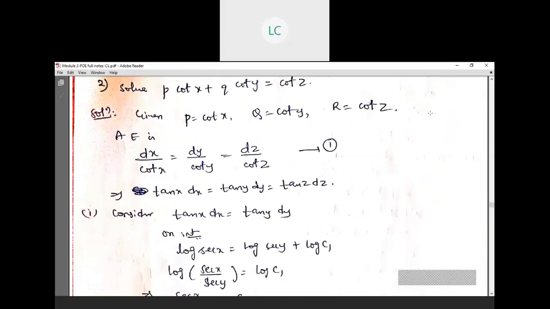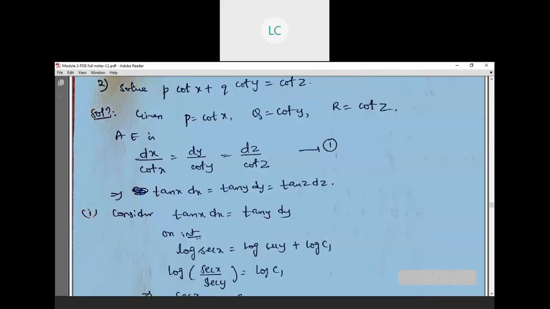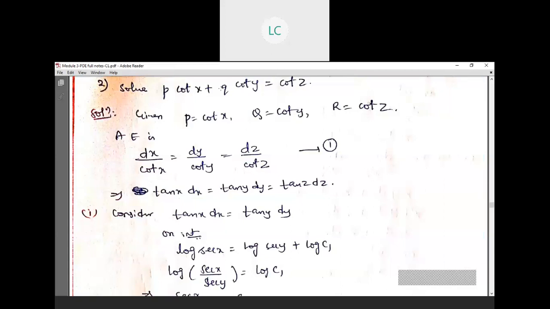See, next, solve: p cot x plus q cot y is equal to cot z.